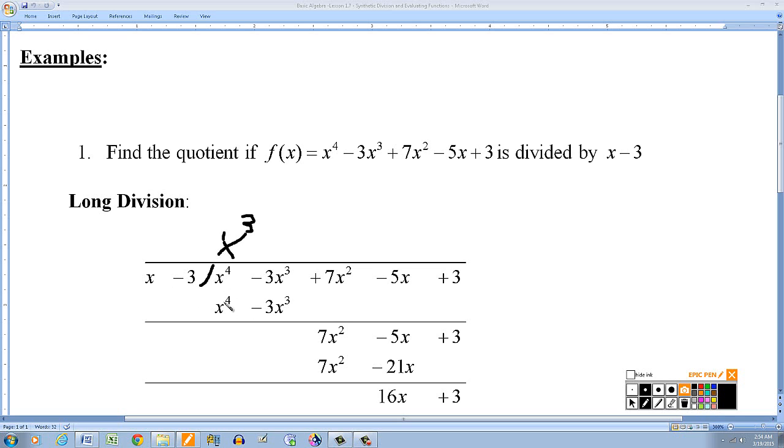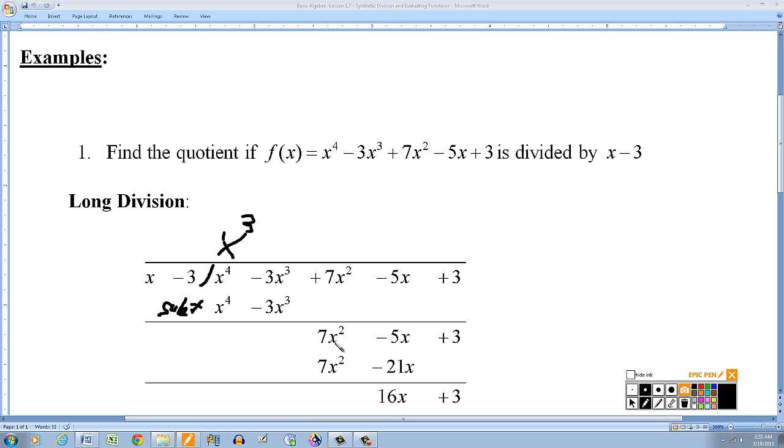And then here, just like it is with numbers, we subtract. So here, we're going to subtract. So this becomes a minus x to the fourth because we're subtracting, and x to the fourth cancel. This minus becomes a plus because the subtraction makes it positive. So these cancel out. So then over here, I'm just subtracting 0 from these other terms, so I just bring those down. 7x squared minus 5x plus 3. And then I continue with the procedure.